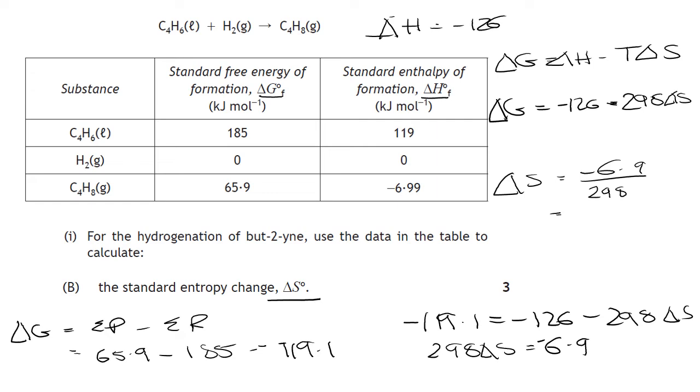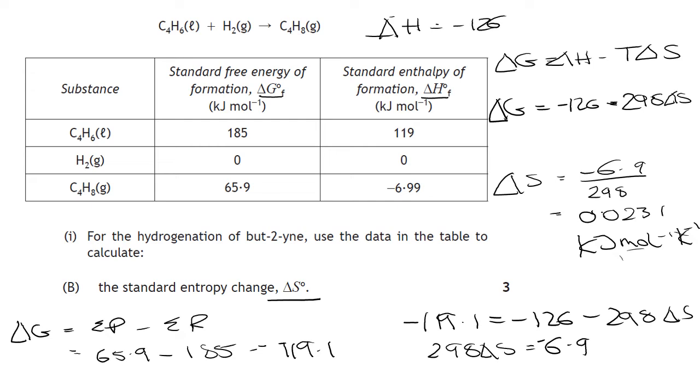negative 0.0231. Now, there was no units given in the question, so I need to provide units. Based on this and the fact that delta G and delta H were both in kilojoules per mole, the units here are going to be in kilojoules per mole per Kelvin.